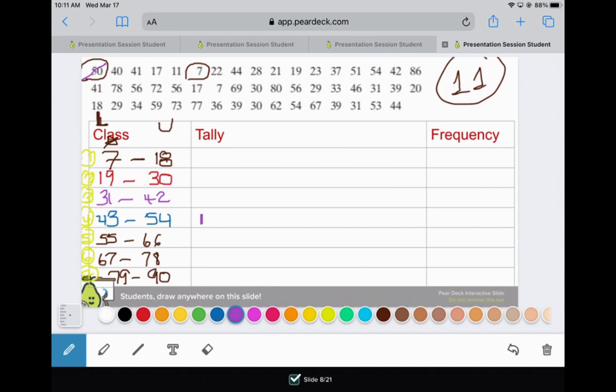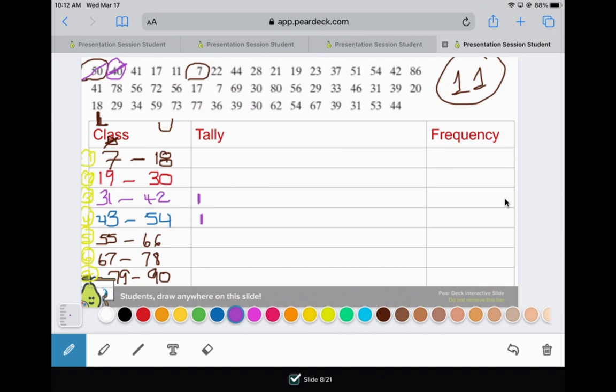Then I will go to the next number, which is 40. Which class does 40 fall into? 1, 2, 3, 4, 5, 6, or 7? Class number 3. Perfect, because 40 is between 31 and 42. So I'm going to make one mark to indicate that it belongs to class number 3. Then I cross it out. That's what I would do to make it easy for me, because I'm probably going to make a mistake. If I don't cross it out, I may go back and count the same number again.